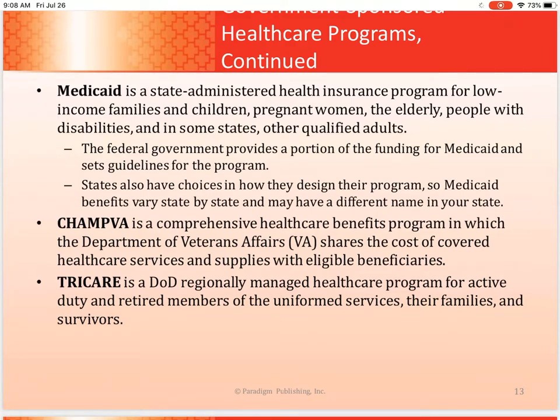But CHAMPVA is a comprehensive healthcare benefits program in which the Department of Veterans Affairs shares the cost of covered health services and supplies with eligible beneficiaries. TRICARE is a Department of Defense regionally managed healthcare program for active duty and retired members of the uniformed services, their families, and survivors. So they are a little bit different.